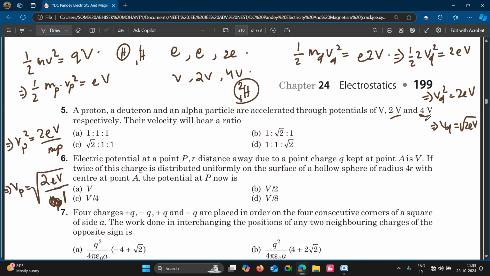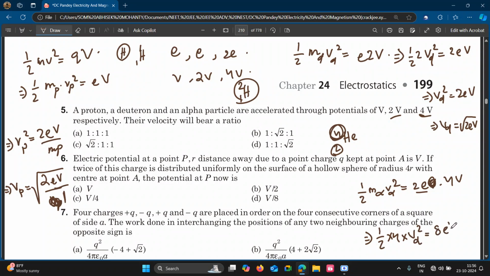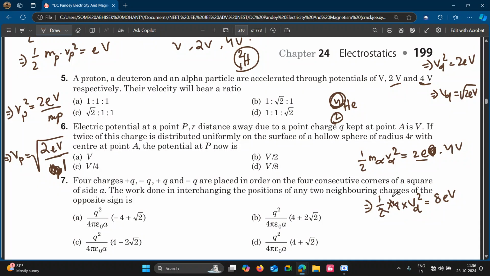Now, what is left? 4V for the alpha particle. For the alpha particle, half m alpha v alpha squared is equal to qV, where the charge is 2e and V is 4V, so 2e into 4V. The alpha particle is He 2 4, so the charge is 2e and the mass is 4. So half into 4 into v alpha squared is equal to 8eV. The 2 cancels out, so v alpha squared is equal to 4eV, and v alpha is equal to root over 4eV.